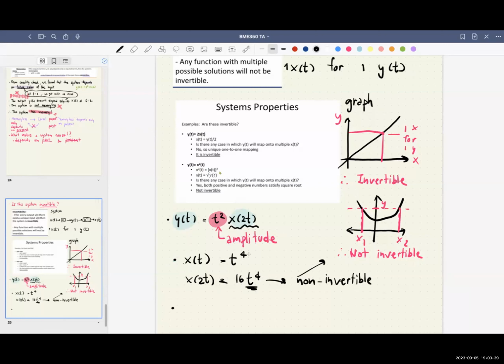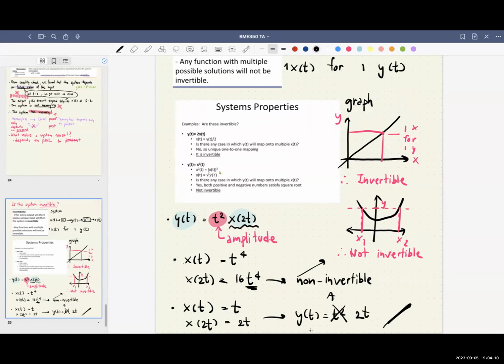Also, if we have this case, when x(t) equals t, and x(2t) is gonna be 2t, right? So y(t) equals t squared times 2t. We're not gonna look at the t squared because it's just amplitude. This is gonna be linear. Therefore, in this case, it is invertible. So may I step in for a moment?